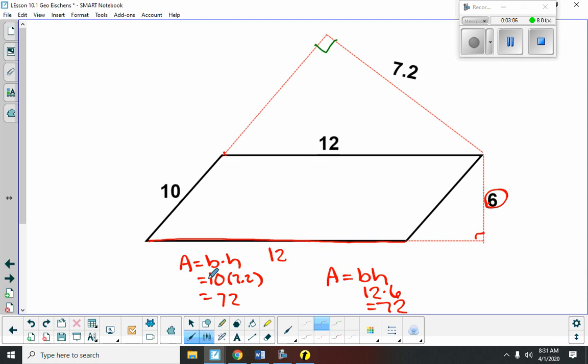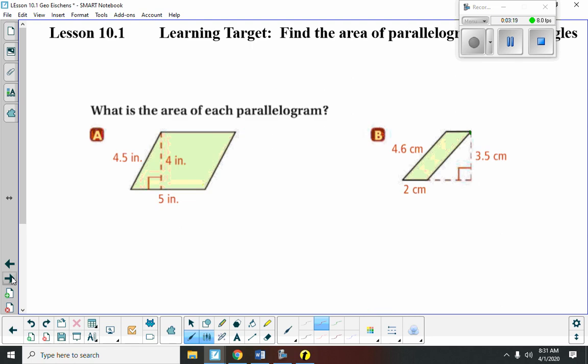Now, one thing you may have noticed is when I was looking at area, I wrote the formula. I want you to do that on your assignments because that's like a roadmap for how to do the problem. Once you write the formula, it's a matter of plugging in the numbers.